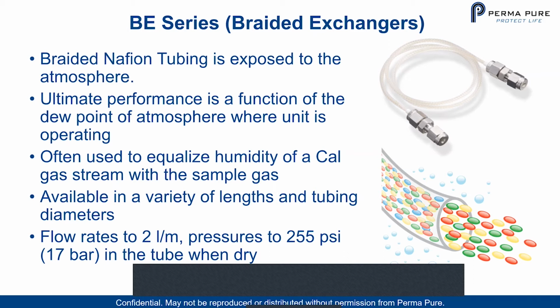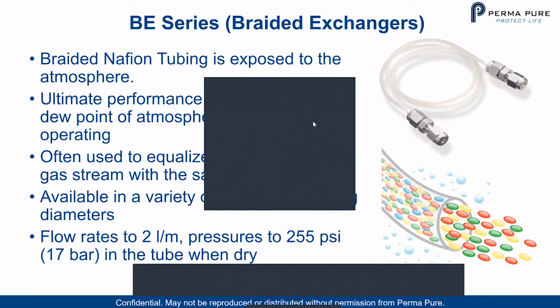So what this allows us to do is expose the Nafion to the atmosphere. When we're humidifying with the atmosphere, the ultimate performance is a function of the dew point of the atmosphere where the unit is operating. That means the amount of humidity that you can get into the tubing, into the sample, is going to be based upon the amount of humidity in the atmospheric air. Now, if you remember those graphs that I showed you about how the dew point changes throughout the year, this is important to understand, because when you do this, you will have a variable result as the amount of moisture changes in the air. So this is often used to equalize humidity of a gas stream with the sample gas.